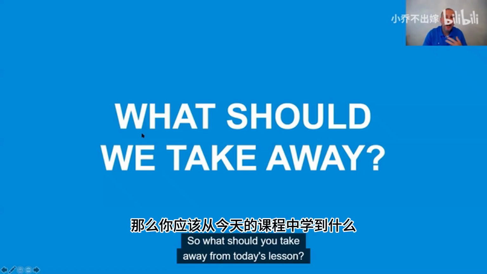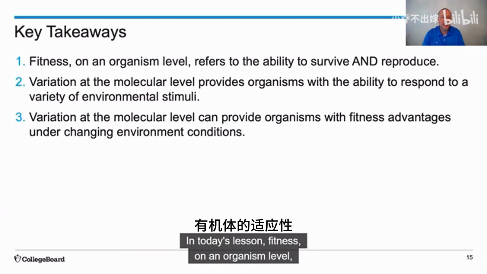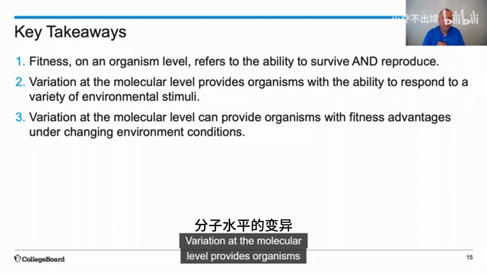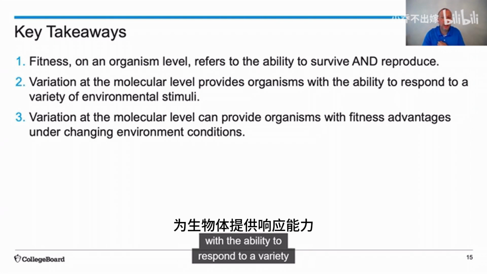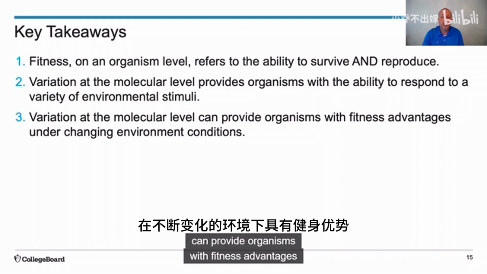So what should you take away from today's lesson? In today's lesson, fitness on an organism level refers to the ability to survive and reproduce. Variation at the molecular level provides organisms with the ability to respond to a variety of environmental stimuli. And finally, variation at the molecular level can provide organisms with fitness advantages under changing environmental conditions.